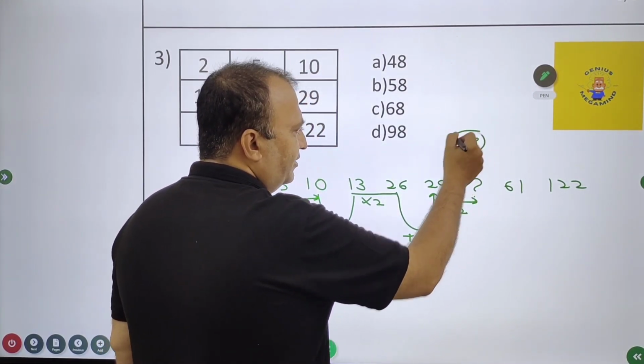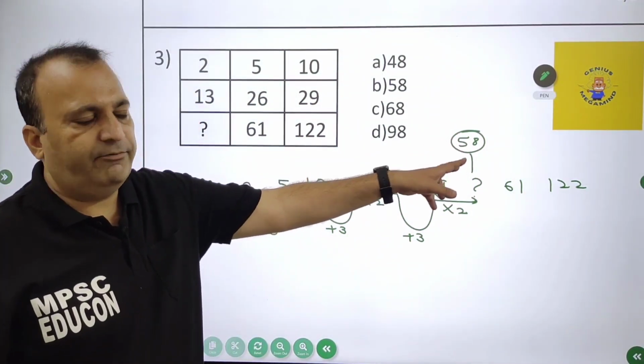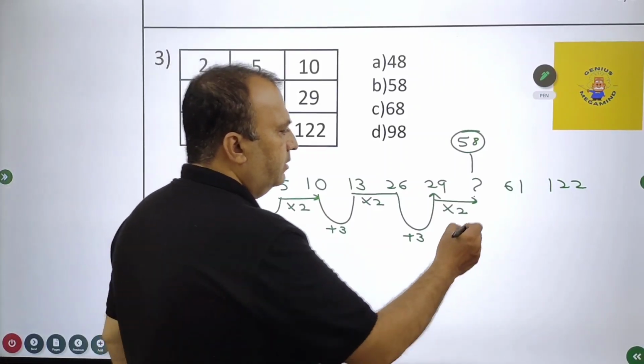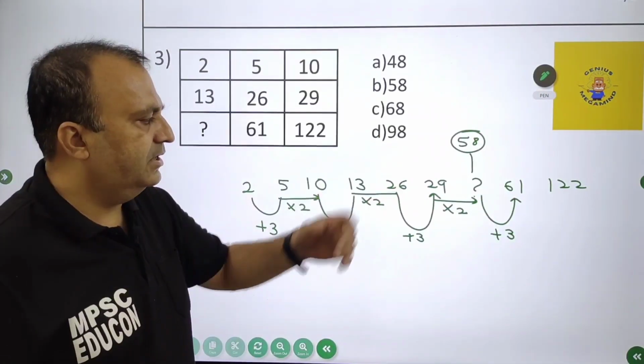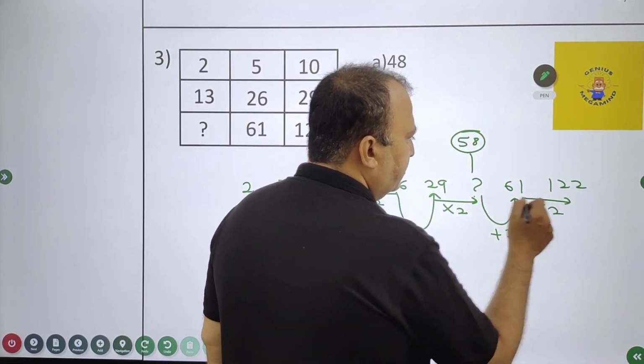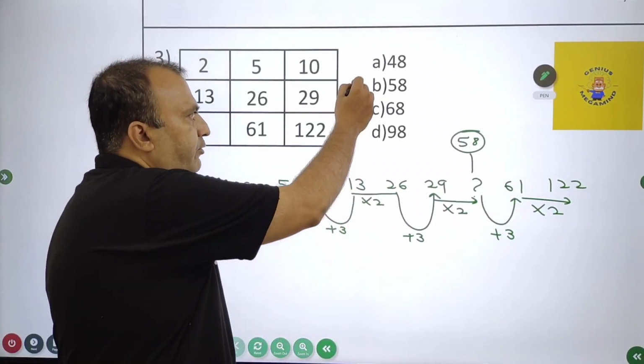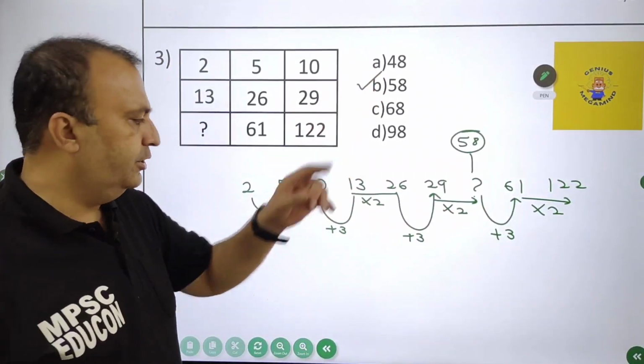Now how do I ascertain whether my answer is right or wrong? If the number at the place of question mark is 58, the difference between 58 and 61 is plus 3, and again the double of 61 is 122. So that completes my series. So the answer for this question, my friends, is option B.